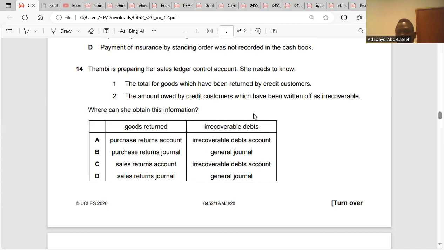Tembi is preparing a sales ledger control. She needs to know the total for goods which have been returned by credit customers. Goods returned by credit customers is your return inward, so that's the sales returns journal. And the amount owed by credit customers which has been written off as irrecoverable debt. Your irrecoverable debts will be part of the general journal. You don't have an irrecoverable debts journal; you have the general journal for it. Is it clear? So the answer is D.